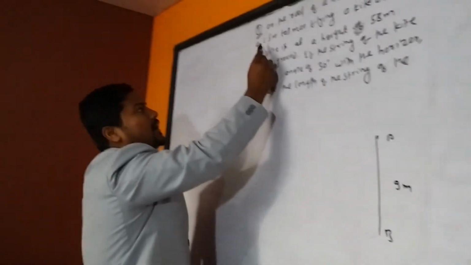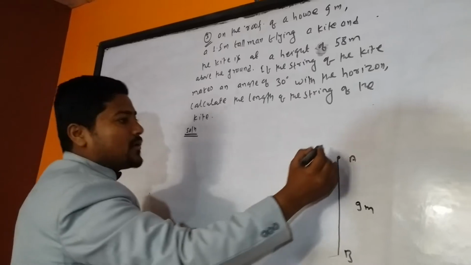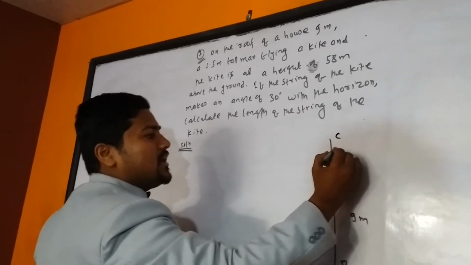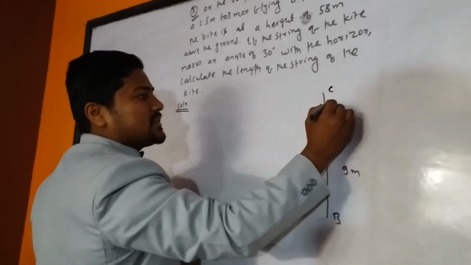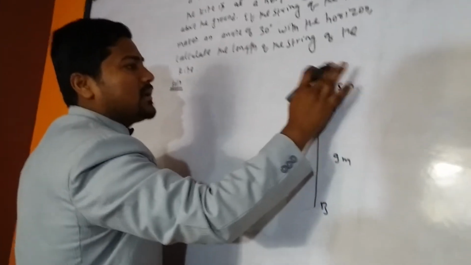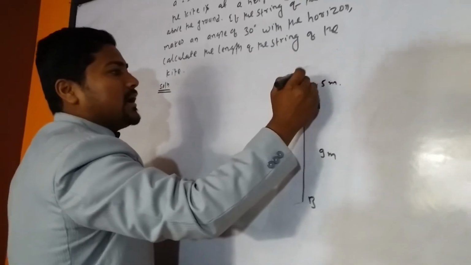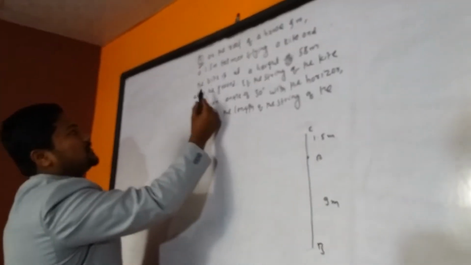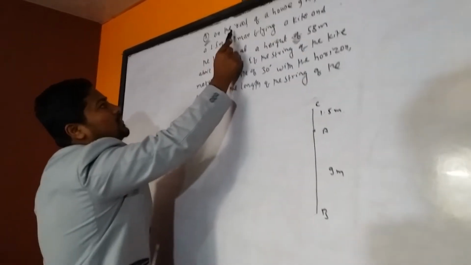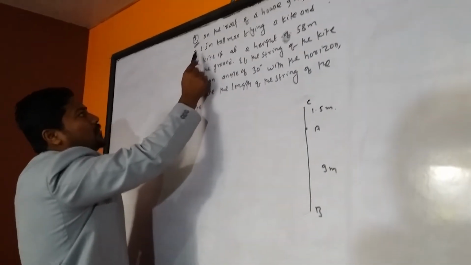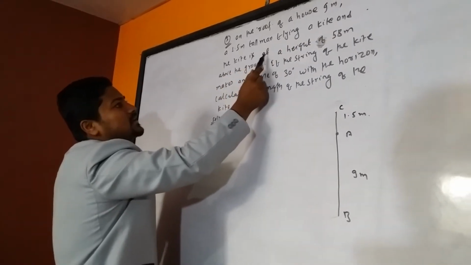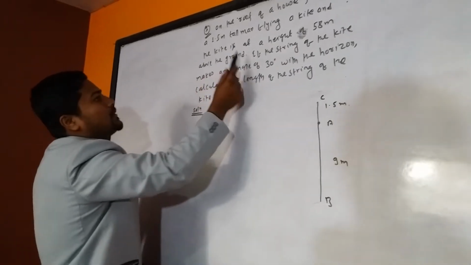And a 1.5 meter tall man. So here is the man, suppose seated. AC is the man, of height 1.5 meter. And now he is flying a kite. That man from here is flying a kite. So on the roof of the house, 9 meter, a 1.5 meter tall man is flying a kite, and the kite is at a height of 58 meter above the ground.